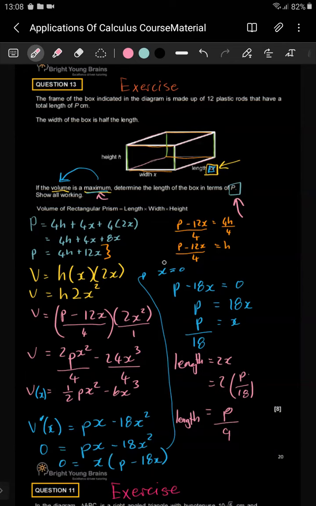So we got two answers for X. One of them equal to 0. This would cause the minimum length, but the other one here would cause the maximum length, of which the length is just 2x. So 2 times this value is what's giving us P over 9.